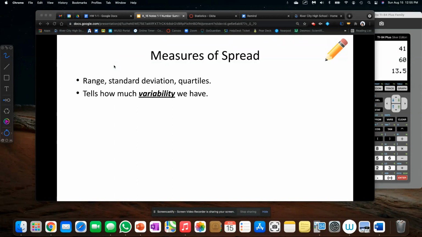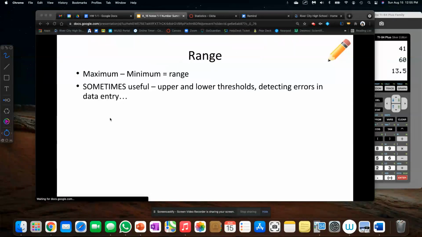So in terms of measures of spread, we have range, standard deviation, and quartiles. Measures of spread tell us how much variability we have. So we've already heard about the range. For the range, we do the maximum minus the minimum. Sometimes this is a useful value. It gives us our upper and lower thresholds, and it might detect errors in data entry. However, sometimes the range gives us an inflated view of how spread out our data is.